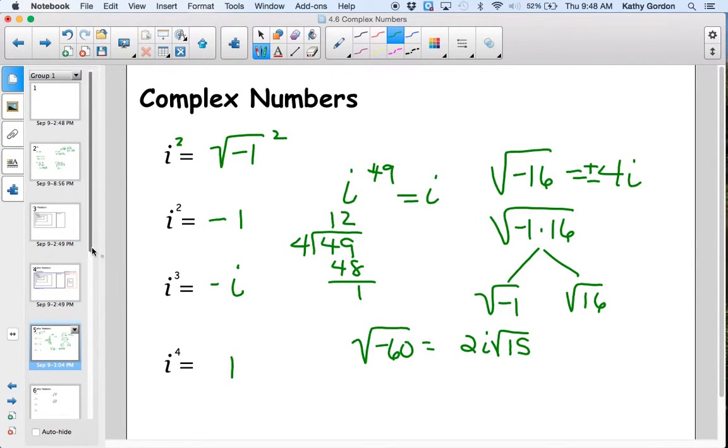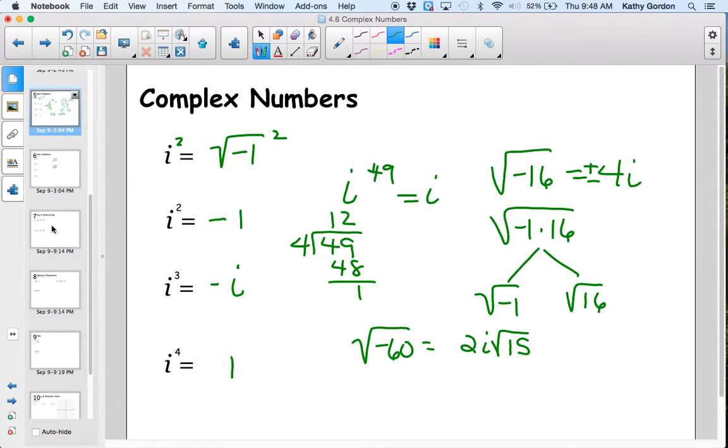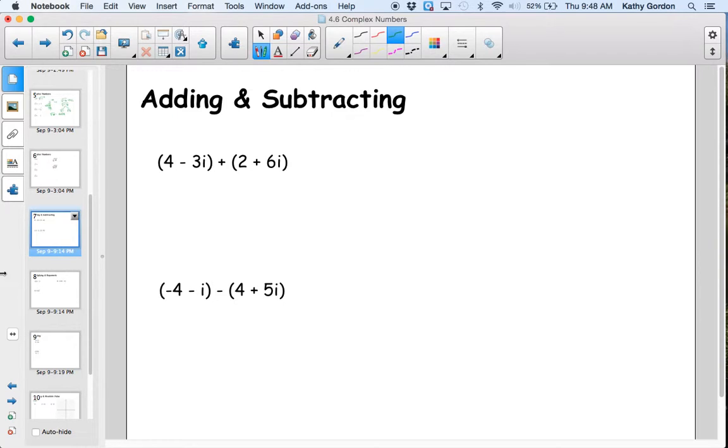Okay? Now, the nice thing is, even though i is not a variable, when we start doing operations with it, it acts like one. So everything we know about working with x's, if we were adding things together or subtracting or multiplying or dividing, pretty much what we would expect to happen if it was a variable is what's going to happen.